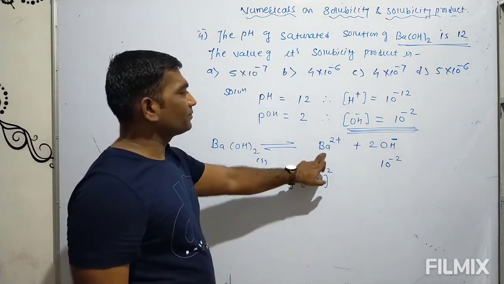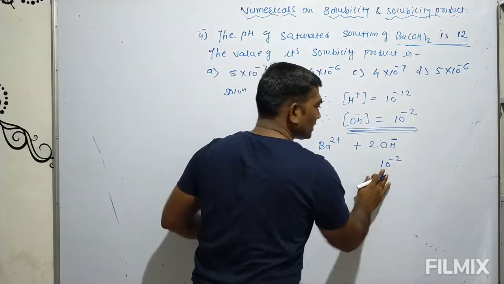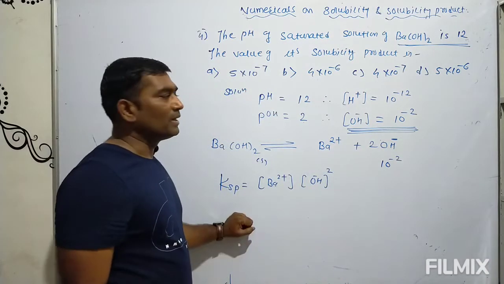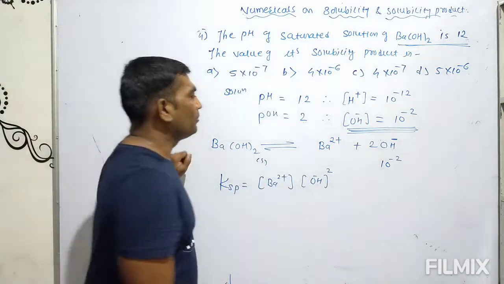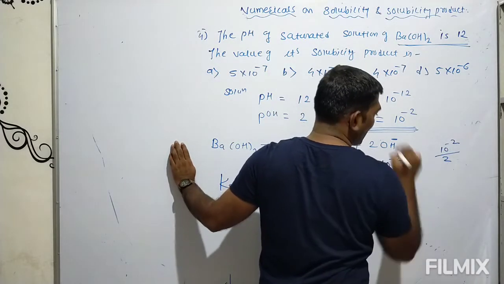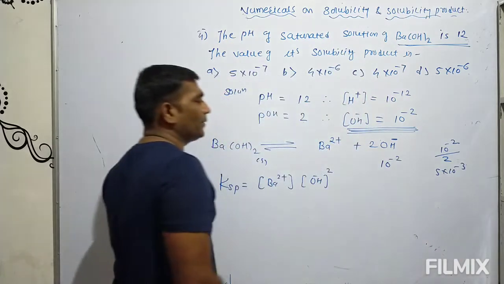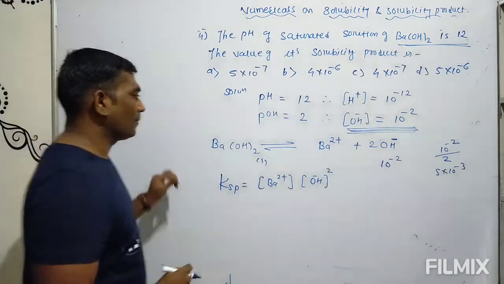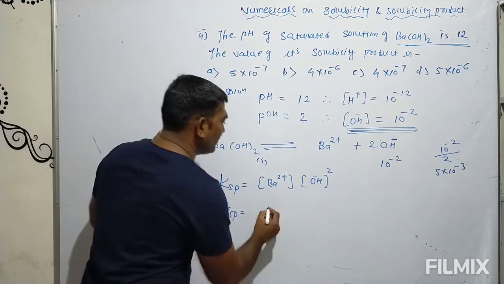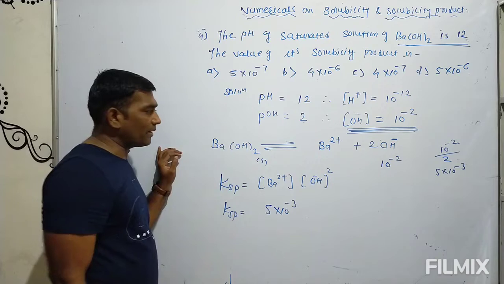so this becomes half of 10 to the power minus 2. If this is 10 to the power minus 2, this becomes half of 10 to the power minus 2. What is half of 10 to the power minus 2? Half of 10 to the power minus 2 is 5 into 10 to the power minus 3. Means Ksp is equal to Ba, which will be 5 into 10 to the power minus 3.